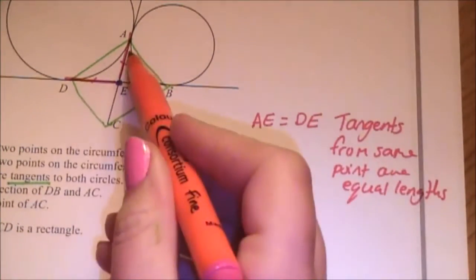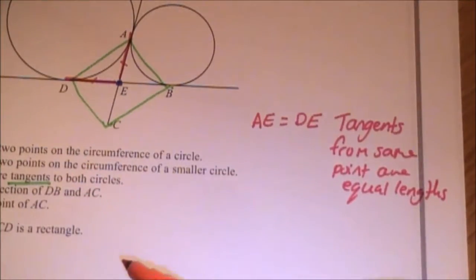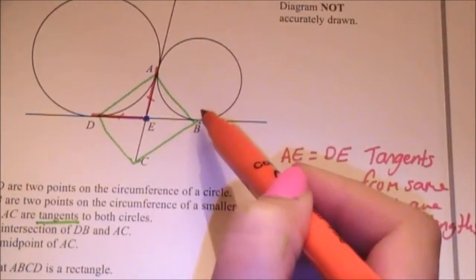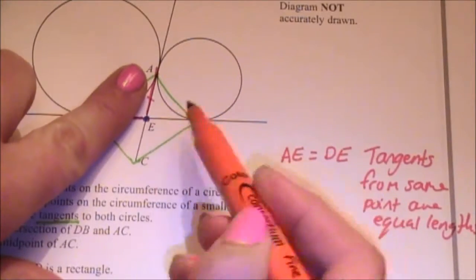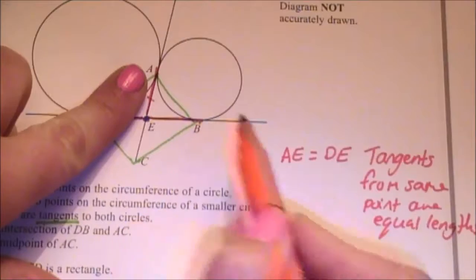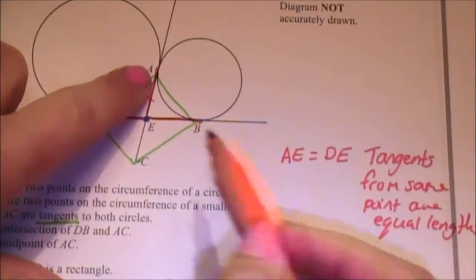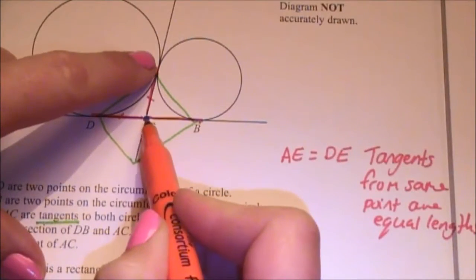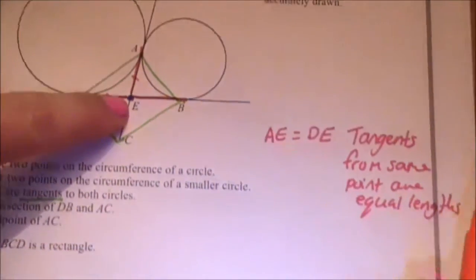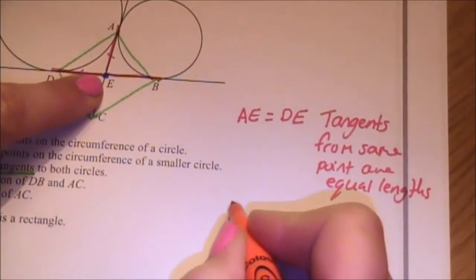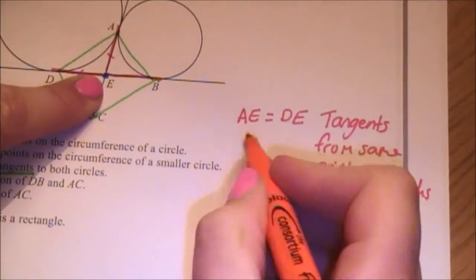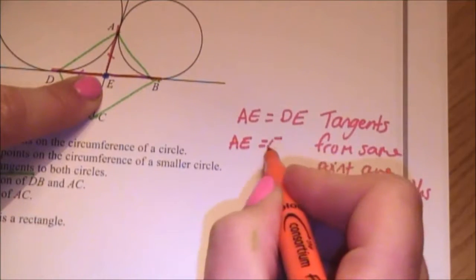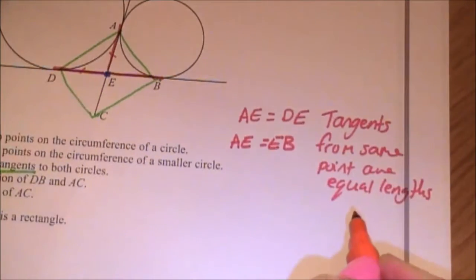Okay, so if that's an equal length because they're the tangents of that circle, then let's have a look at the tangents of this circle. Now the first tangent of the smaller circle is again AE. The other tangent is this line, EB. So knowing what I know about tangents from a point, I know that AE has also got to be equal to EB. So I'm going to say, under the same reason here, that AE is also equal to EB.